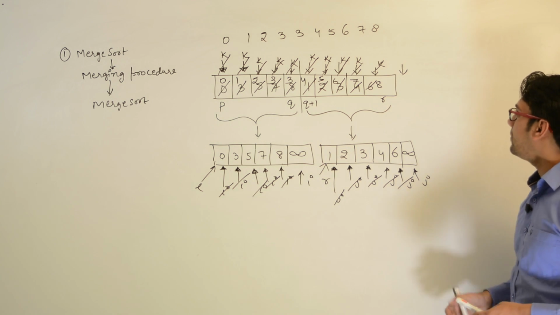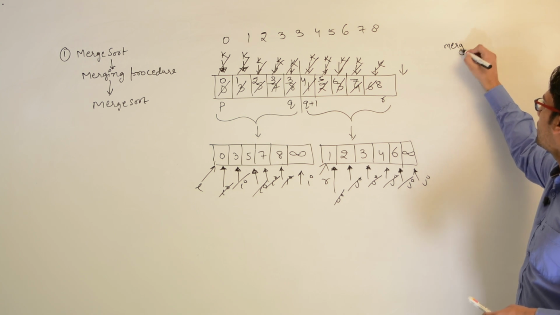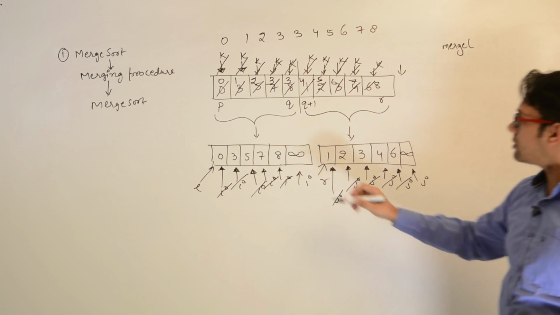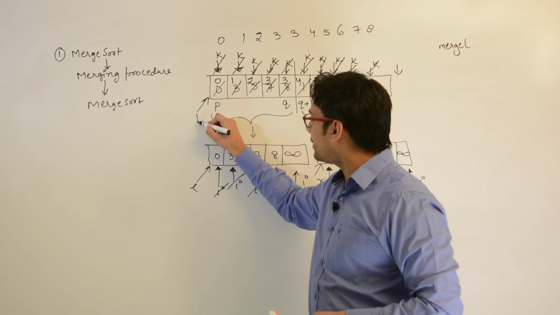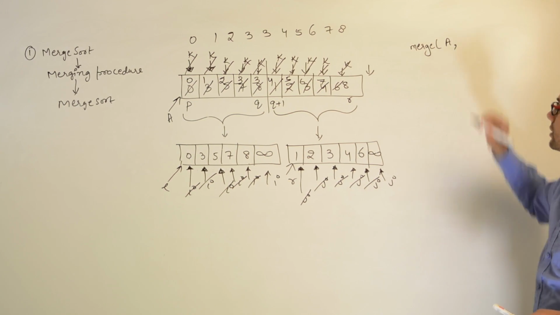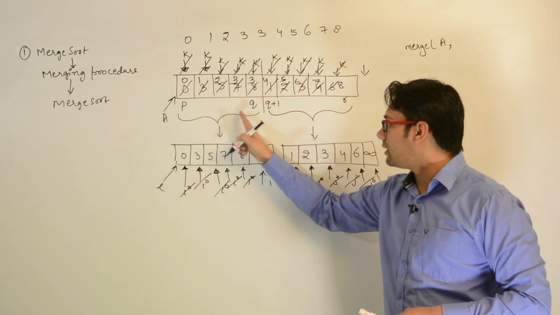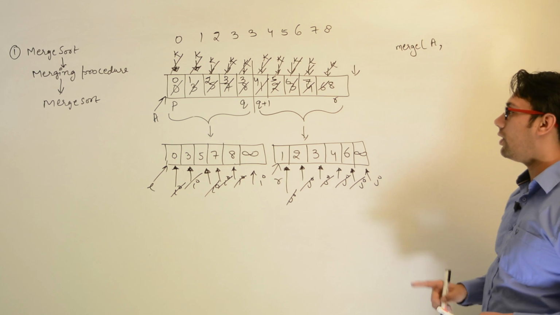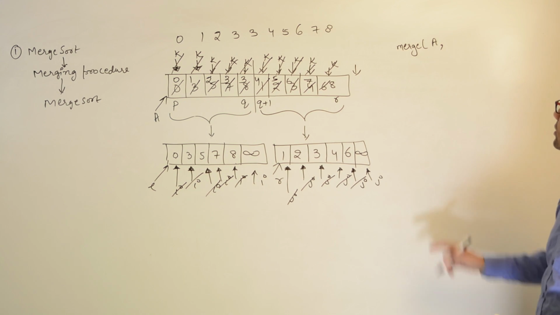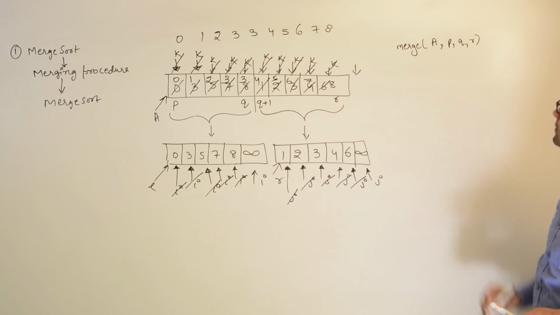Okay. So we are going to write this procedure, which is the merging procedure, or you can say the merge procedure, which is going to take a reference to this array A. So we have a reference to this array A here, and then we should have the point P, the point Q, and the point R, or you can say index locations P, Q, and R.